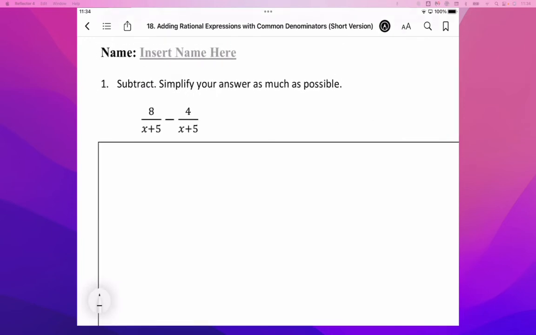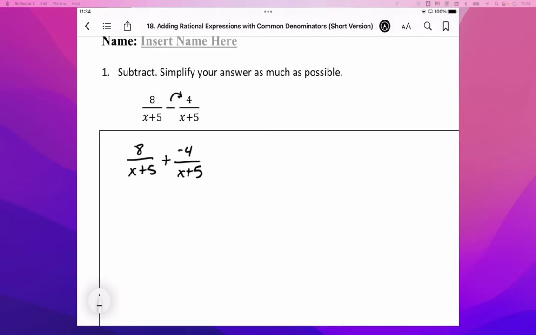What I need to notice is that this is a subtraction, and I much prefer to do addition, so I'm going to distribute that negative sign over to the 4. And so we will have 8 over x plus 5 plus a negative 4 over x plus 5. And so you could think about this as 8 minus 4 or 8 plus a negative 4. For me, it's going to be really helpful to turn all of these into an addition sentence by distributing that negative sign. You'll see why in later problems, but I would get in the habit of doing that now.